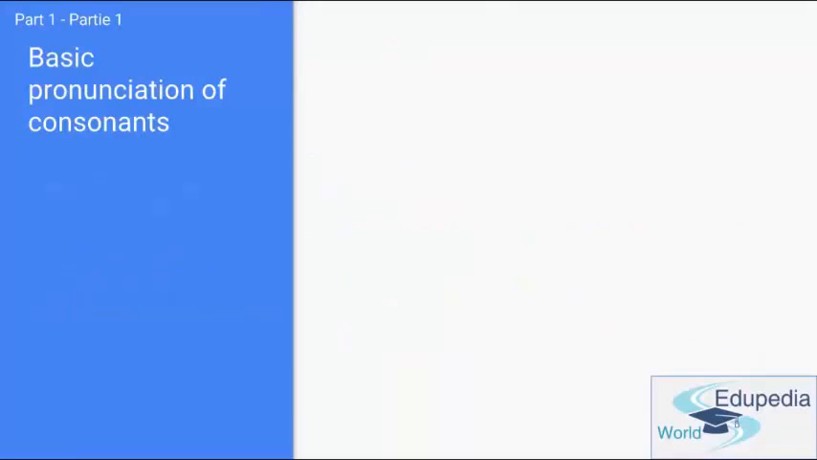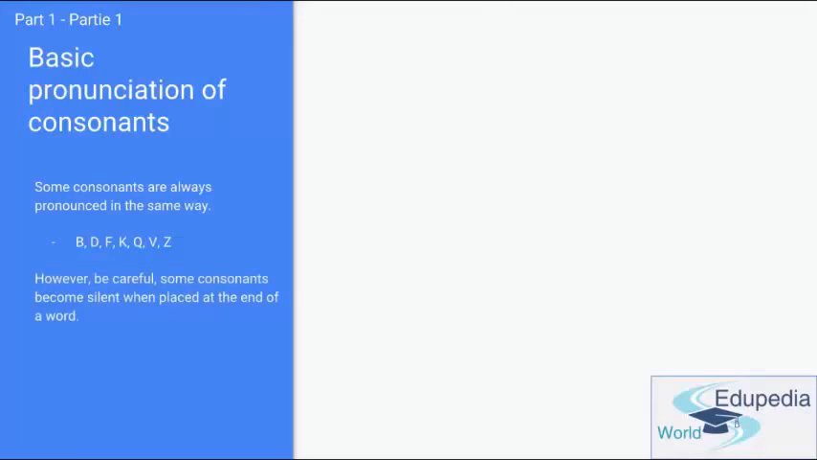Now, let's see the other consonants that are pronounced in the same way. So we saw B, D, F, K for the letters B, D, F, K. Now let's see the sound for Q, V, and Z, which are going to make the sounds K, V, and Z. K is actually, you will notice, the same sound as with the letter K.